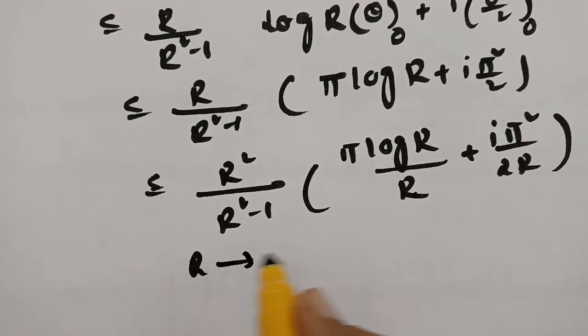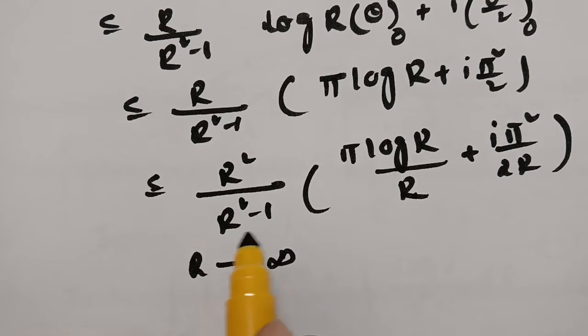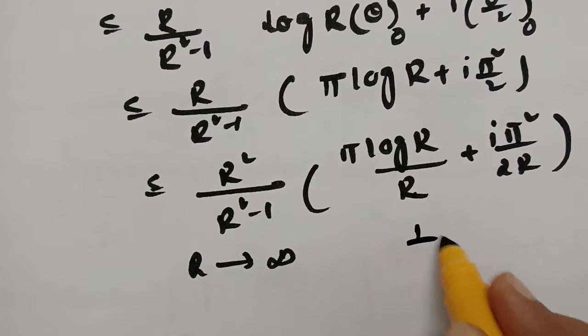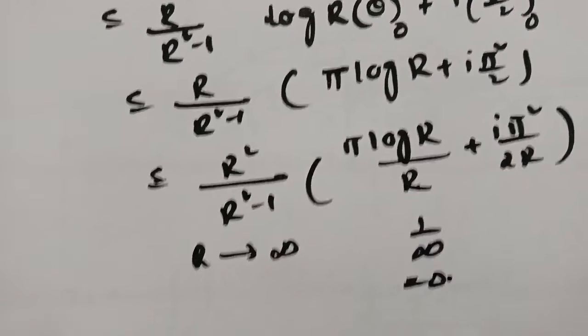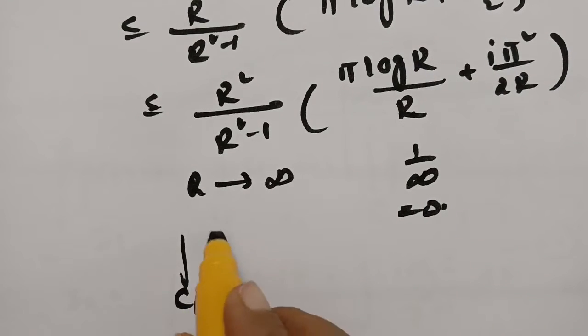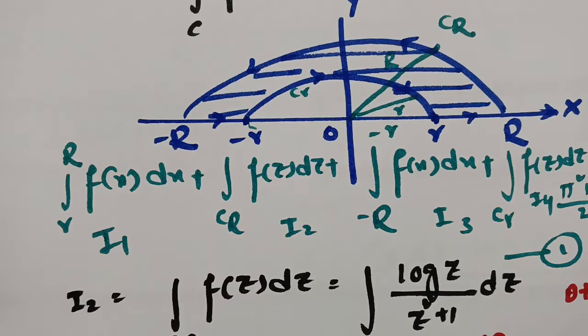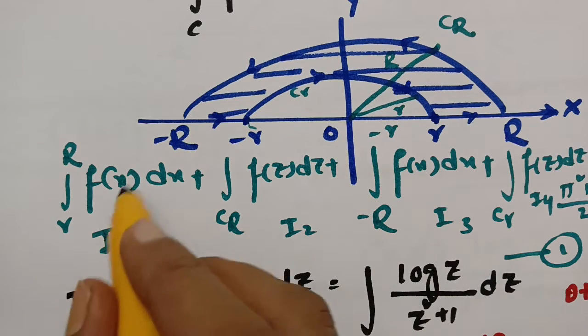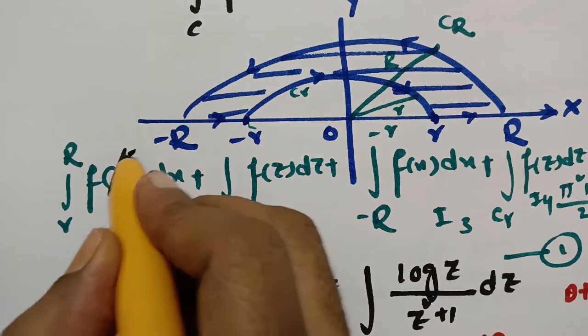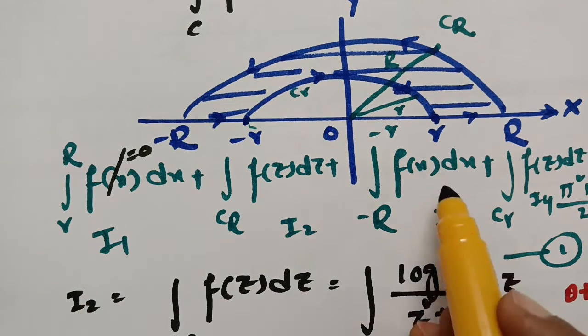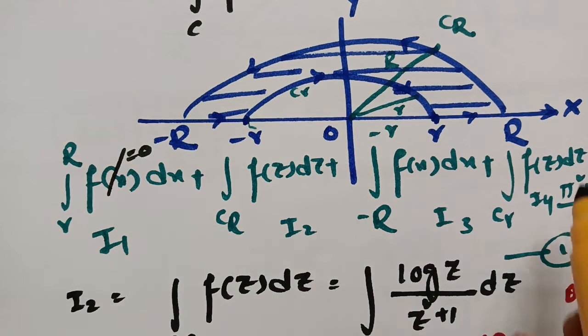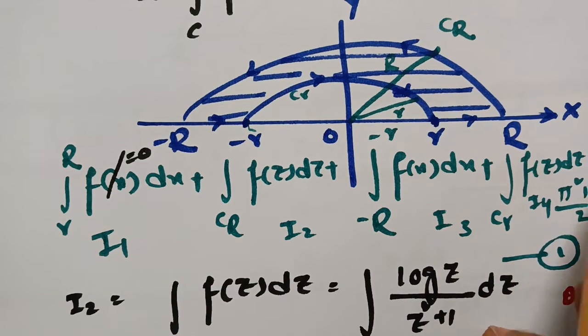So if r tends to infinity, 1 r remains in the denominator, and 1 by infinity is clearly 0. Therefore, the integral over C_R of f(z) dz we got as 0. So in equation 1, the value here is 0. And next, coming to the small c_r, here there is a small c_r.